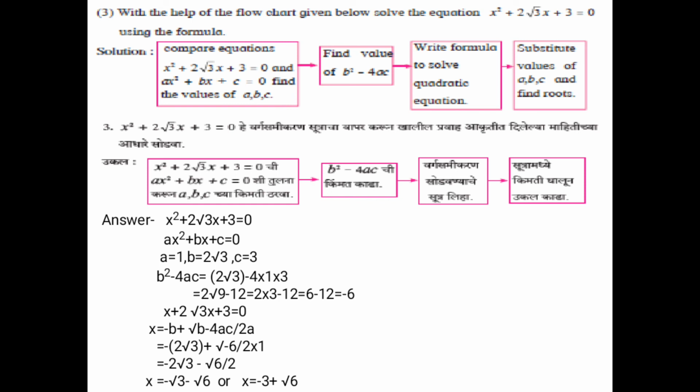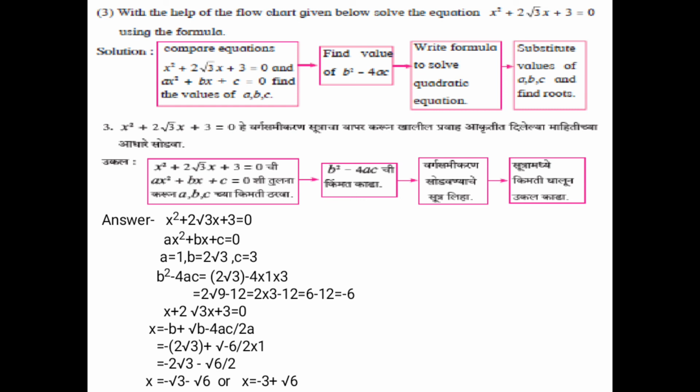B square minus 4ac is equal to 2 under root 3 whole square minus 4 into 1 into 3 is equal to 4 into 3 minus 12, that is 12 minus 12 is equal to 0.